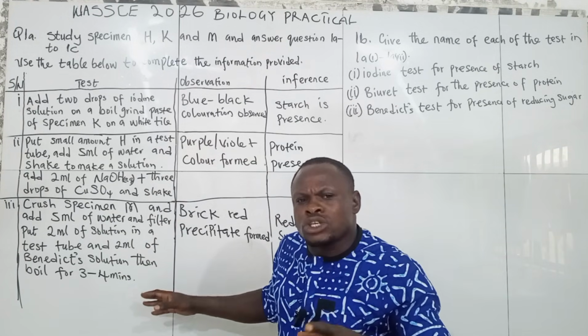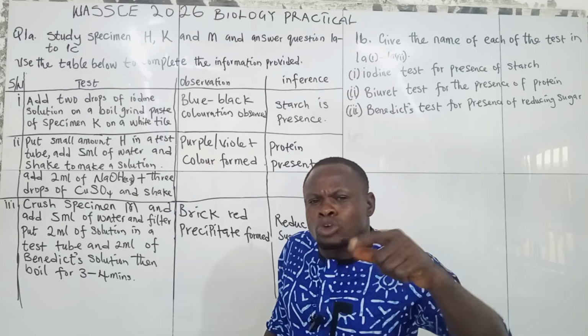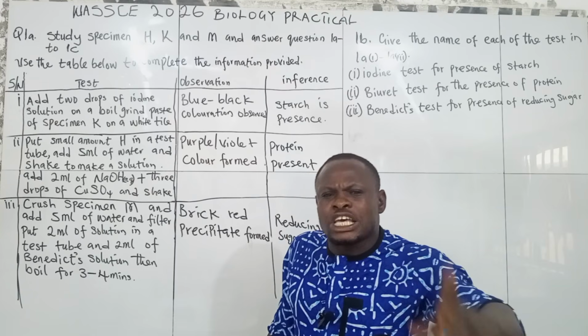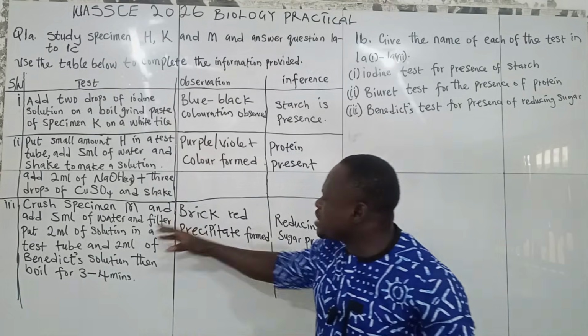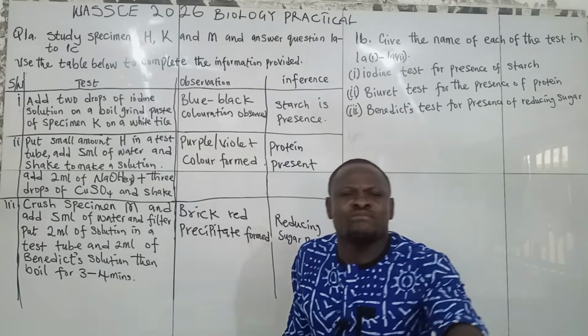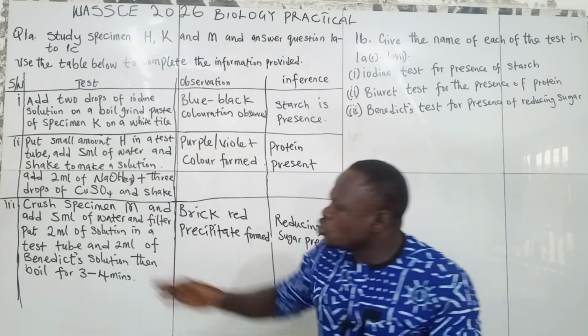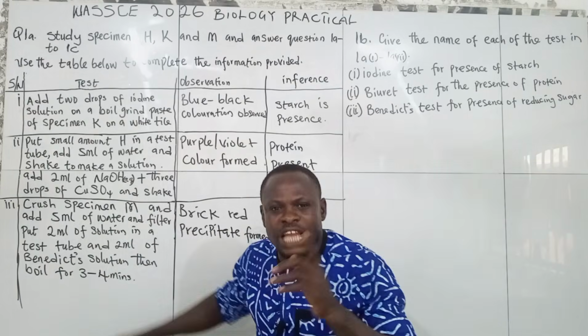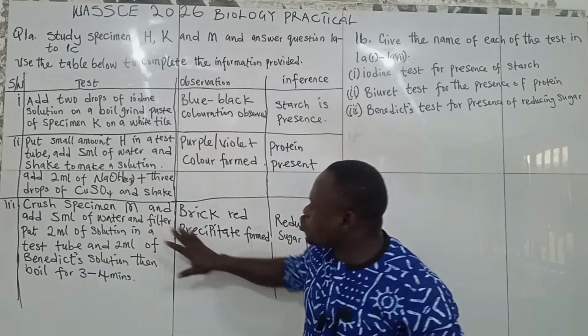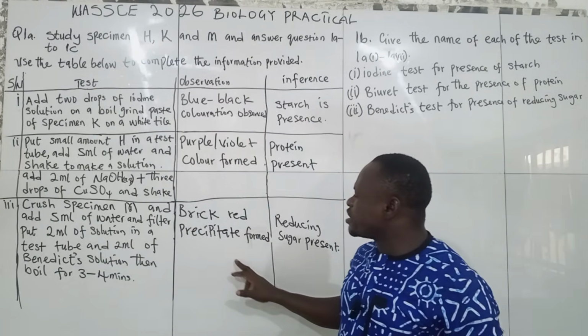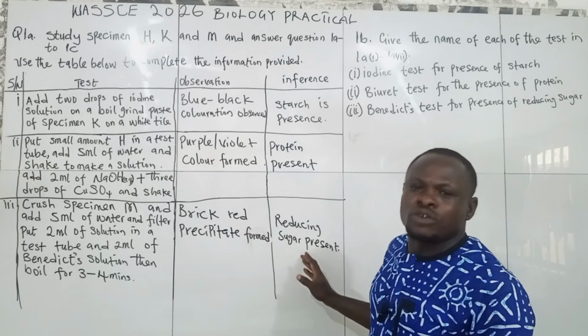The absence of this reducing sugar means that that rotten tomato has undergone what? A decay, in which the reducing sugar that was present has been exhausted. Do you get that? In case you are asked to carry that out, that is what you are going to do. So the opposite of this one: no brick red precipitate forms and no reducing sugar.